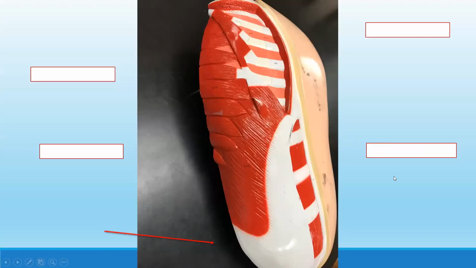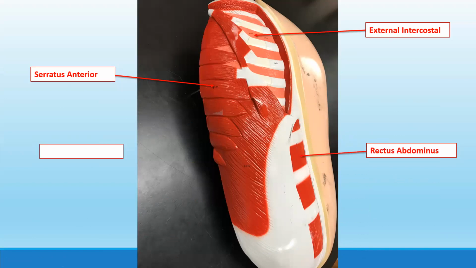And here we see them. Again, the serratus anterior. The external intercostals. These are the muscles between the ribs. When you eat ribs, you're eating intercostal muscles, by the way. There is the rectus abdominis again, and here are the external obliques.